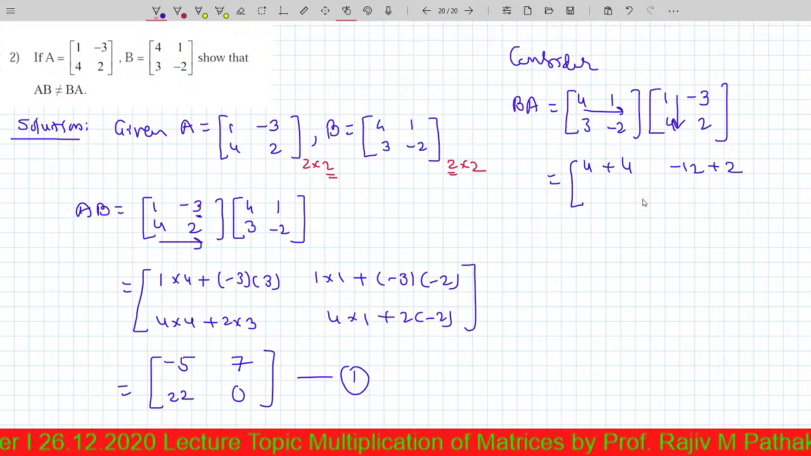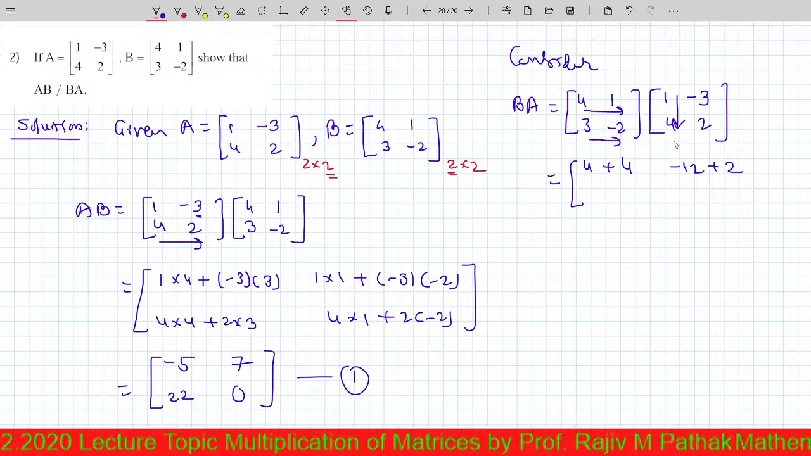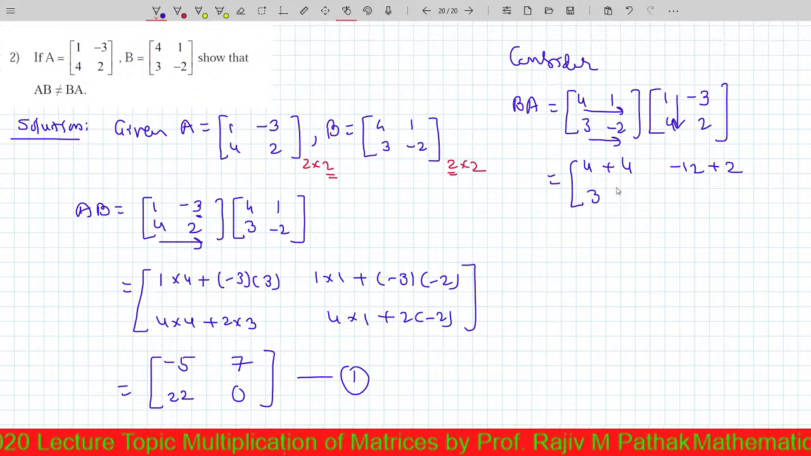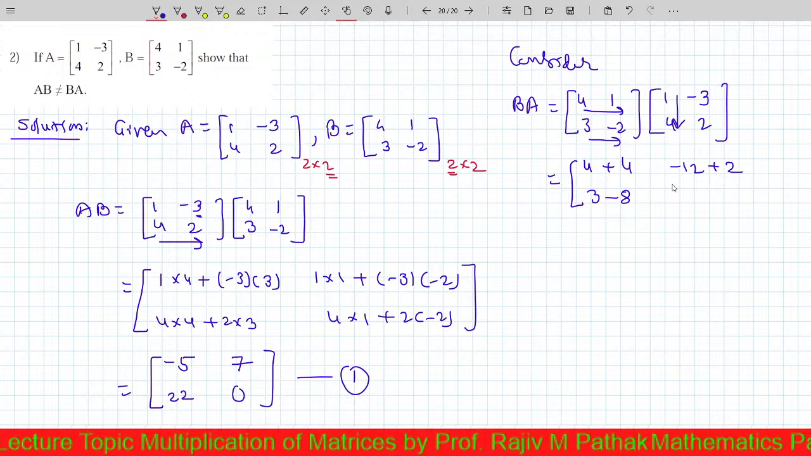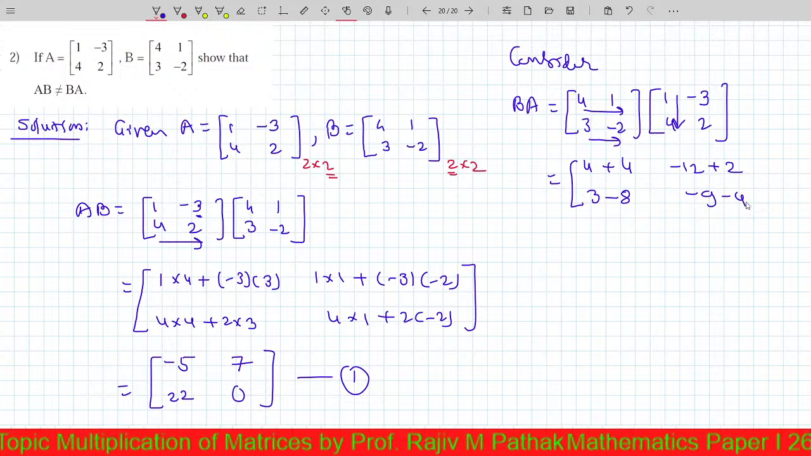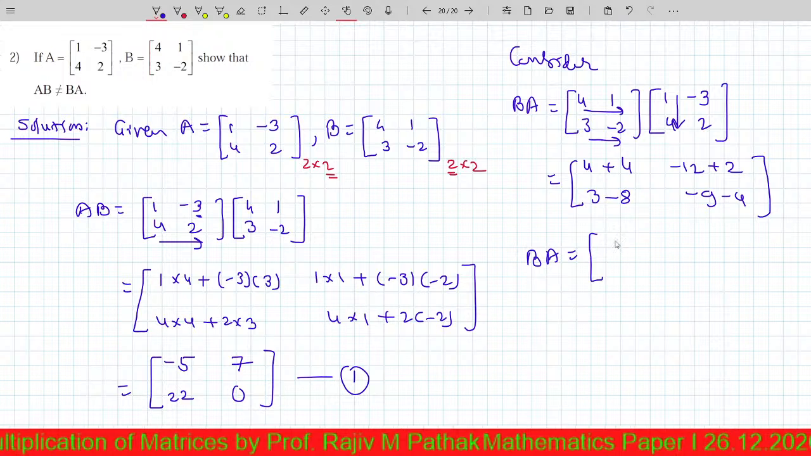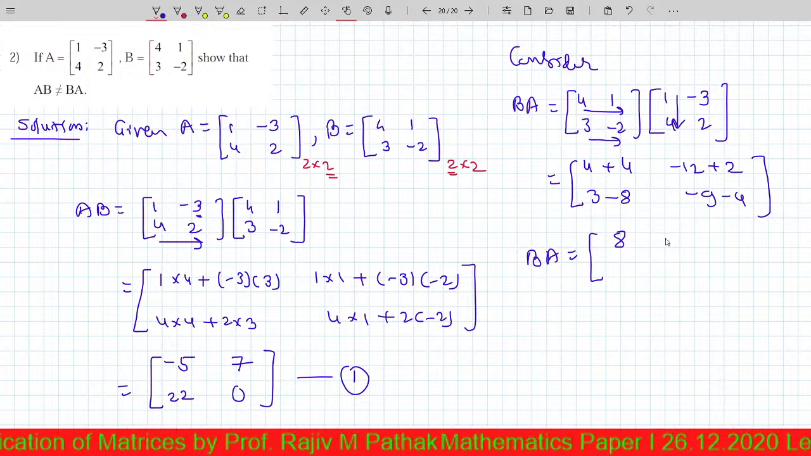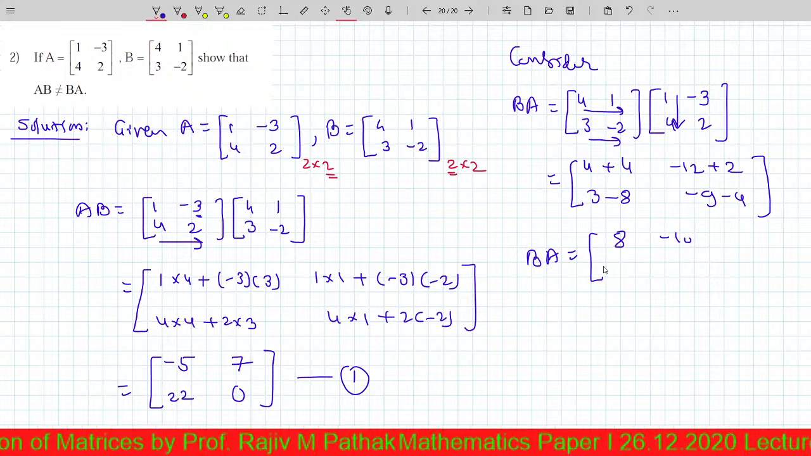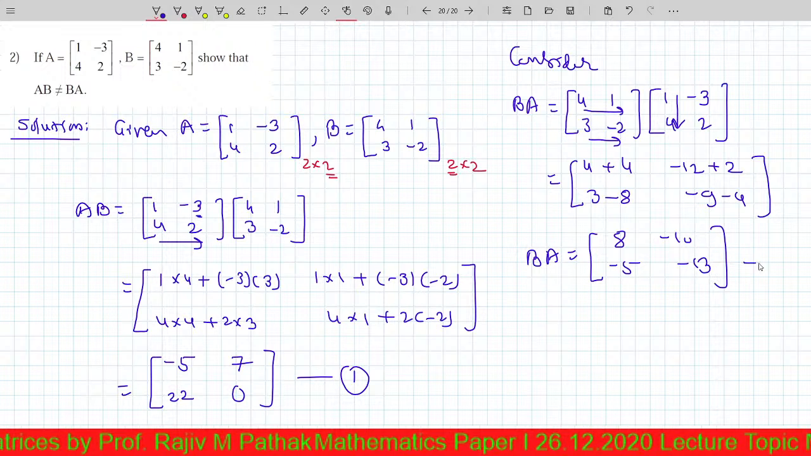Then there is no column, so come down, take the second row with first column and second row with second column. So 3 into 1 is 3, minus 2 into 4 is minus 8. Then give space, 3 into minus 3 is minus 9, minus 2 into 2 is minus 4. Now compute. So BA is equal to 4 plus 4 is 8, minus 12 plus 2 is minus 10, 3 minus 8 is minus 5, minus 13. This is equation number 2.